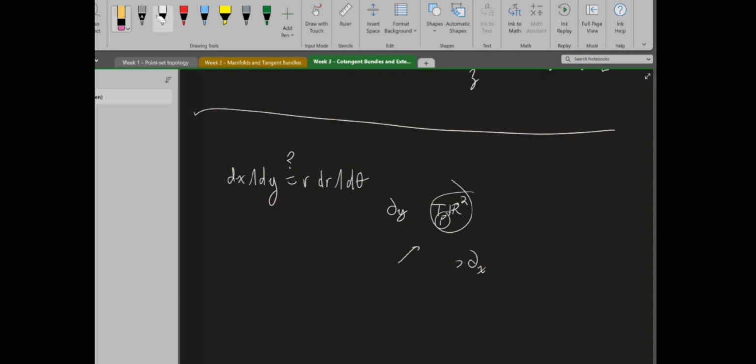So this is called an area form. There are other area forms. You can scale it. You can do 3 dx wedge dy, or -5 dx wedge dy. But these are the area forms. You also have volume forms in R3, and they look like dx wedge dy wedge dz.